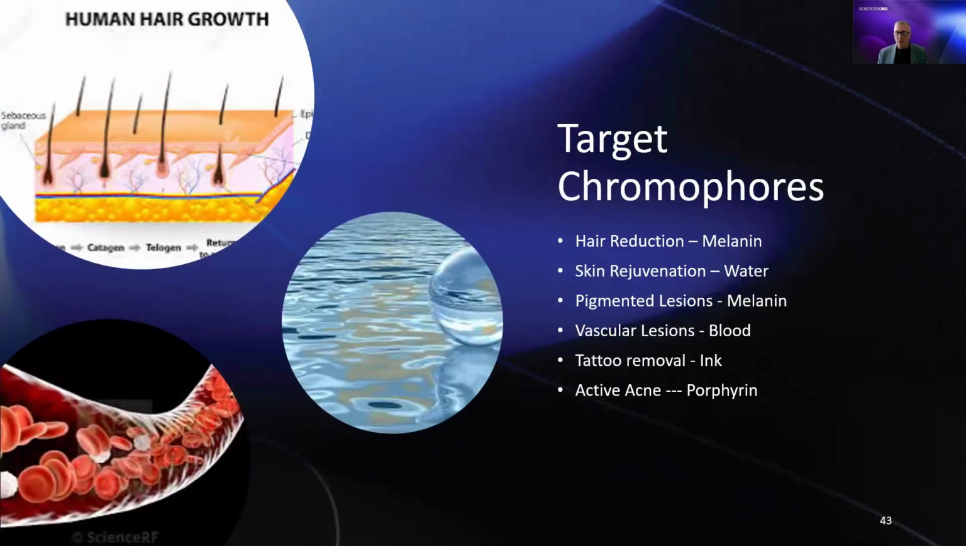So the common target chromophores are, for hair reduction, generally melanin, although when we use an Nd:YAG, we use a combination of melanin and targeting the blood supply feeding the roots of the hair. For skin rejuvenation, it's generally water. Pigmented lesions is the melanin in the pigment itself. For vascular lesions, it's the blood.